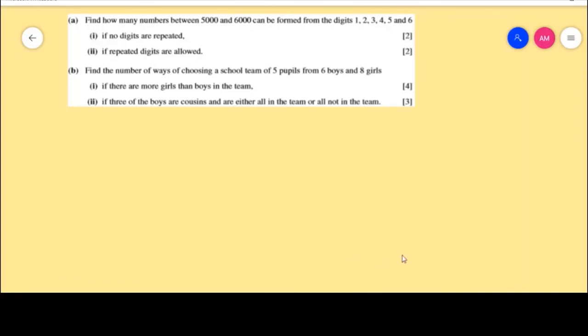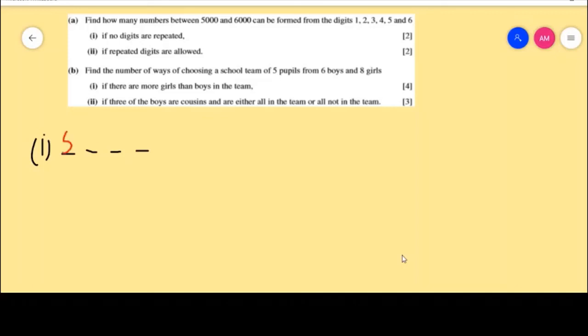Alright, my next question here. Find how many numbers between 5,000 and 6,000 that can be formed using the digits 1 to 6. Part 1 says if no digits are repeated. For it to be between 5,000 and 6,000, it must have 4 digits. That's what we notice first.